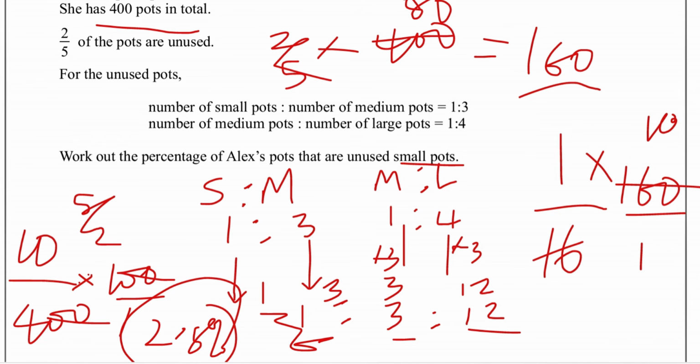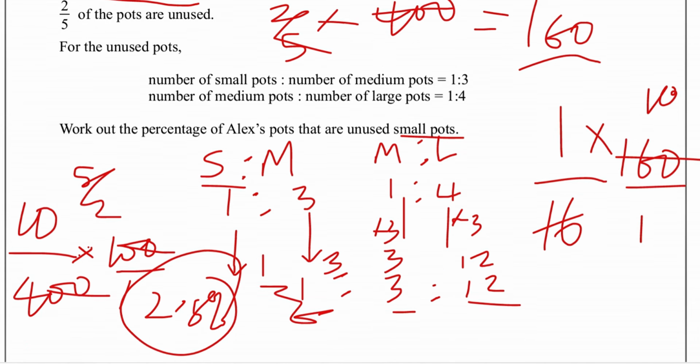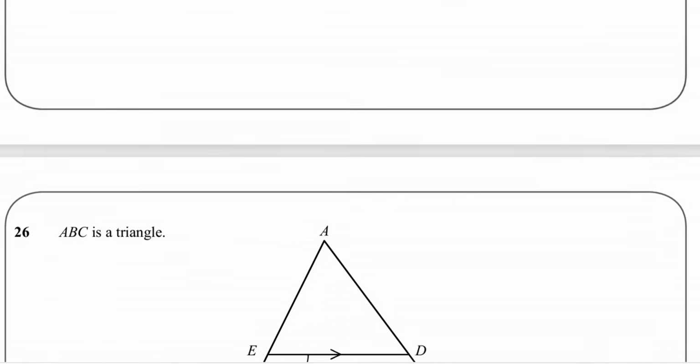So I hope you follow through to see what we did. You can take the video back. What we did was we got the number of unused pots. After getting that, put the ratios together, make them just one single ratio, then get the number of the small pots. After getting for the small pots, you make it a percentage of the total. 5 marks. That's why it's 5 marks.